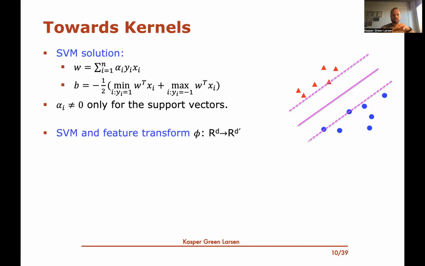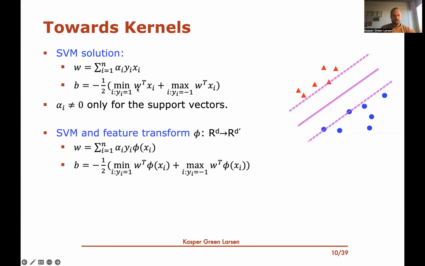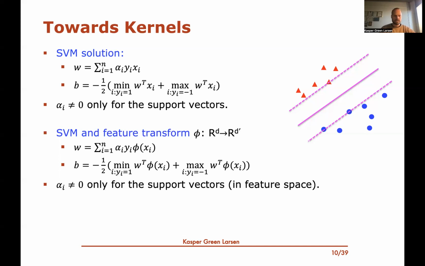Now, let's assume that we had first done a feature transform to our input data before running SVMs. Then, if we ran SVM on the feature transformed data, the W would look like this instead. It would be the sum from 1 to n over all the training examples, and now the vectors are just the feature transform vectors instead of the original ones. And B would again be exactly the same, just with this new W, and of course the vectors are again feature transformed. This is just running SVM on the feature transformed data. It gives us this.